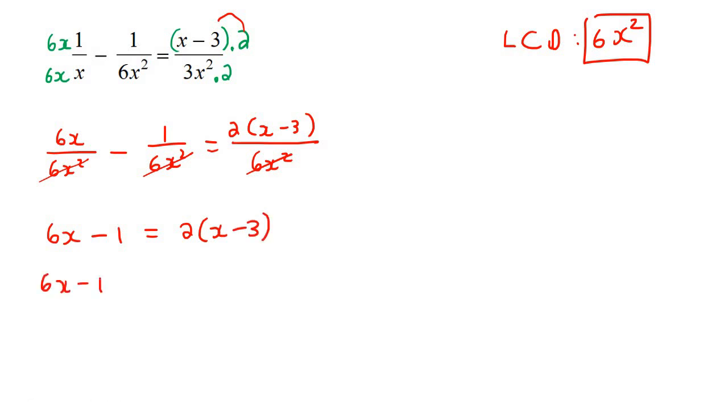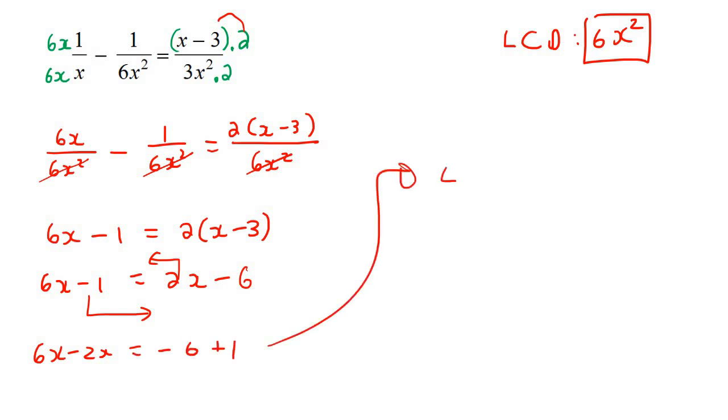So 6x take away 1, then I'm going to multiply this 2 in, like that. Whoops, that's a 6. And then you're just going to take the x's to the one side, the numbers to the other side, and so you'd end up with 6x take away 2x equals negative 6 add 1. And so you'd then end up with 4x equals negative 5, and so x is negative 5 over 4.